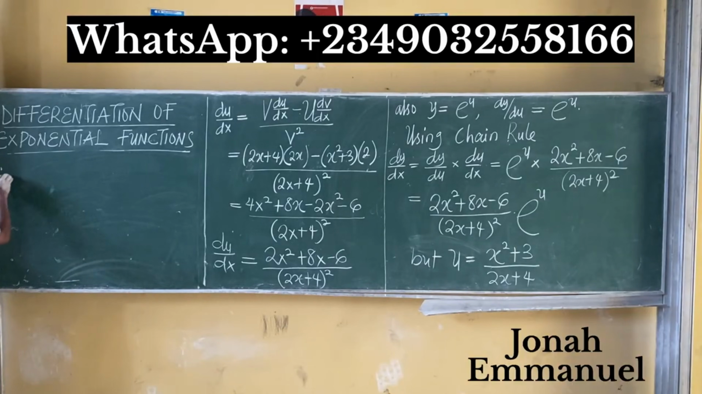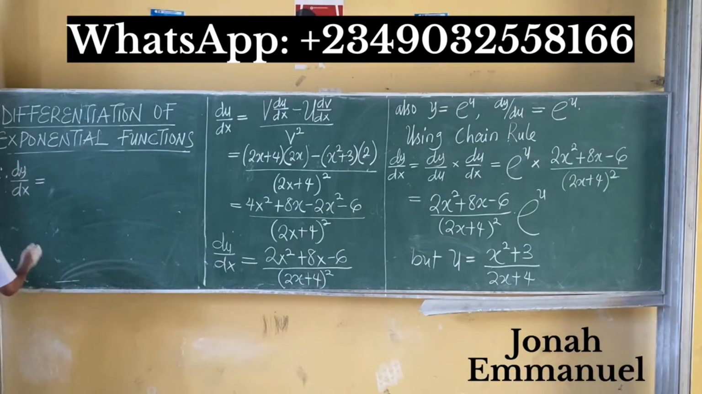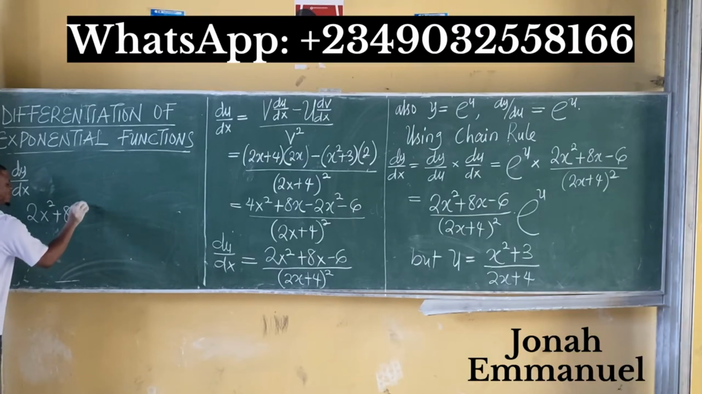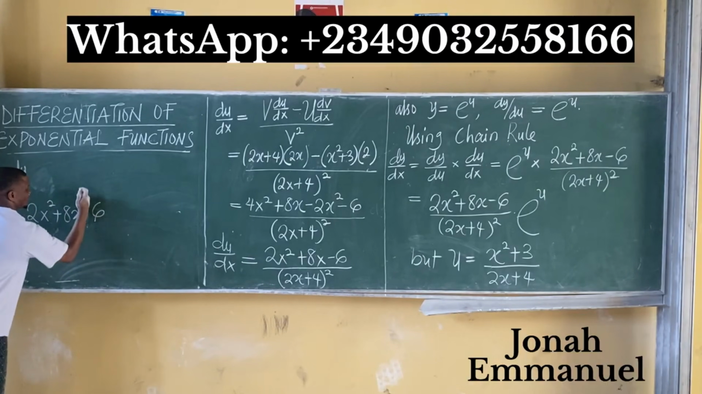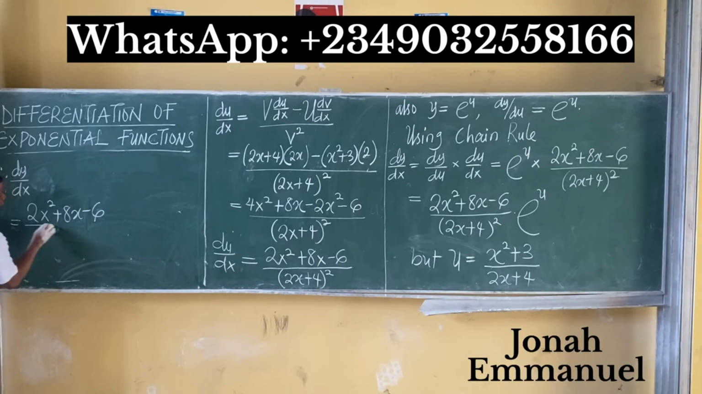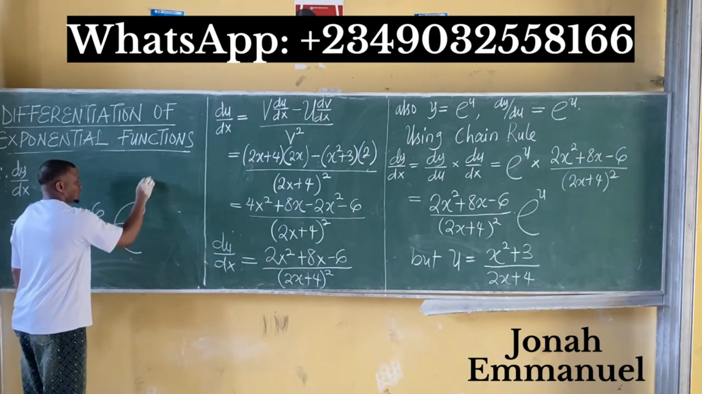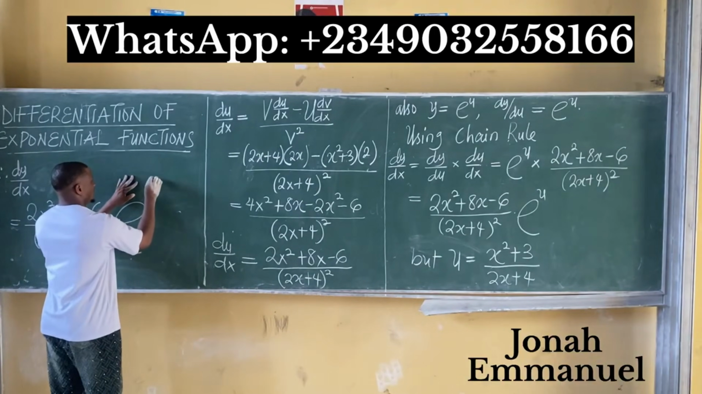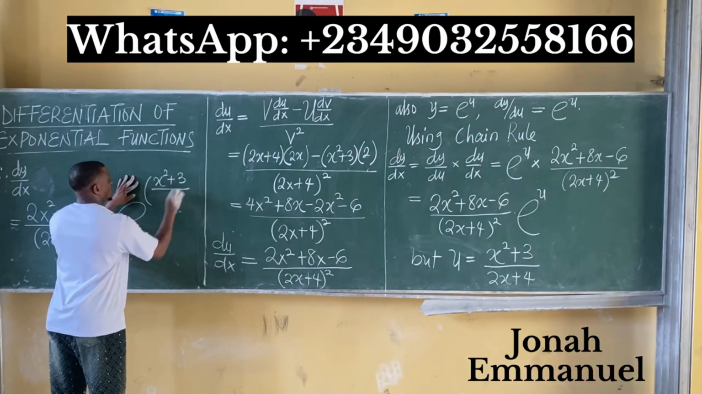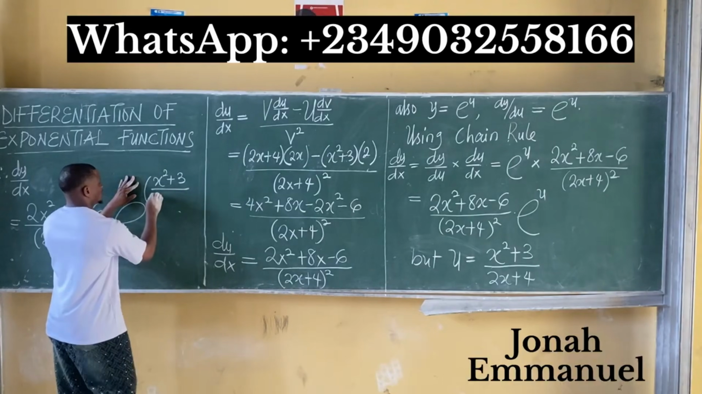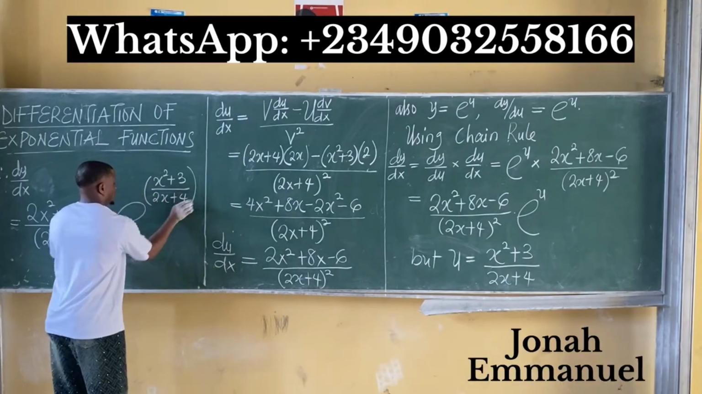So therefore, dy dx is equal to, let me write it down here, 2x squared plus 8x minus 6 all over 2x plus 4 all squared, all into exponential of u, where u is x squared plus 3 all over 2x plus 4. This is my final answer.